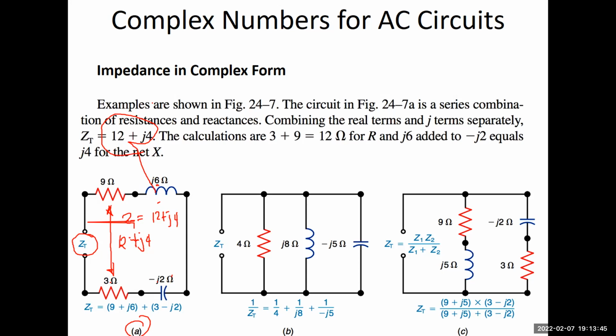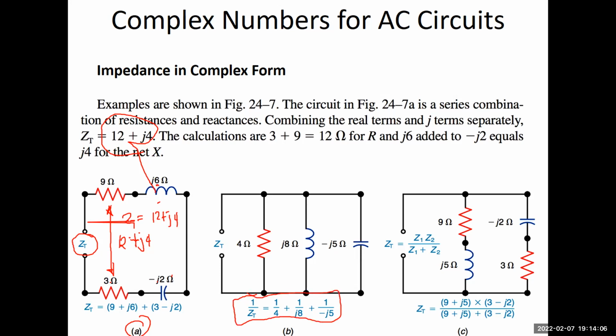Is it clear? Okay. So we have parallel circuits. To determine the total impedance, we could determine it by using the inverse formula.